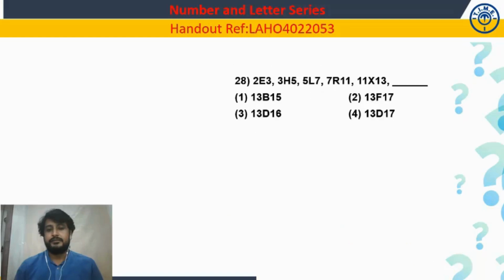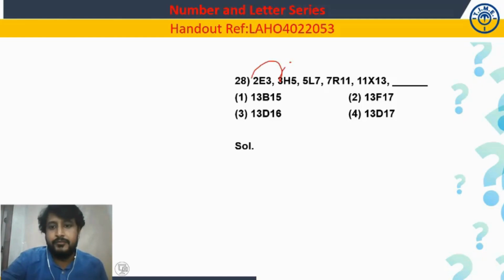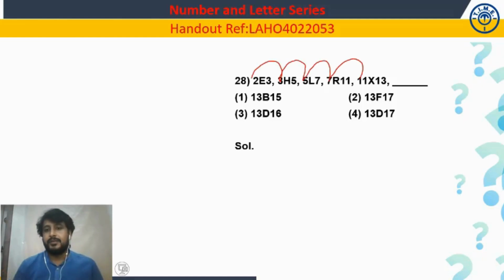Question number 28. 2E3, 3H5, 5L7, 7_11, 11X13. First identify the logic in the first elements. What are the first elements? 2, 3, 5, 7, 11. What are these numbers? Definitely prime numbers. So after 11 will be 13.